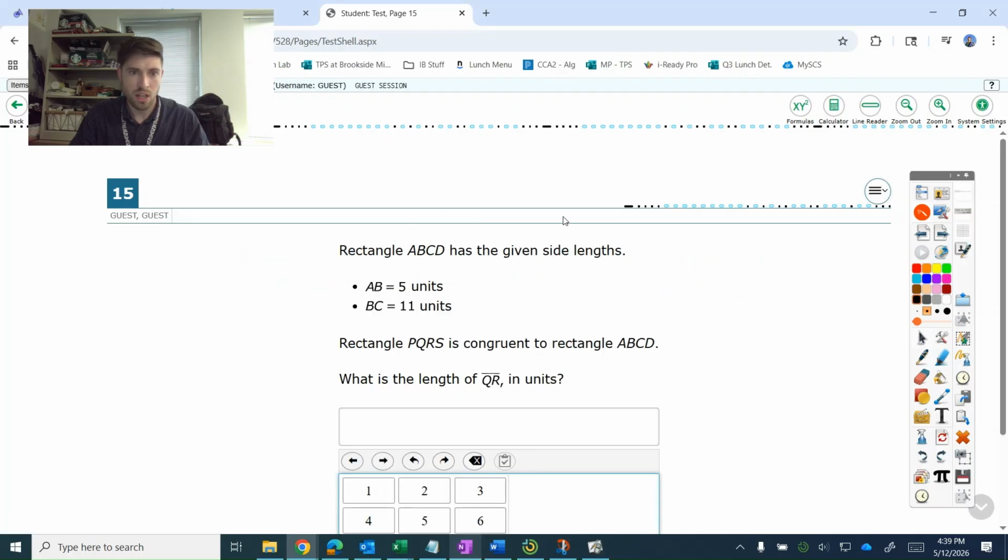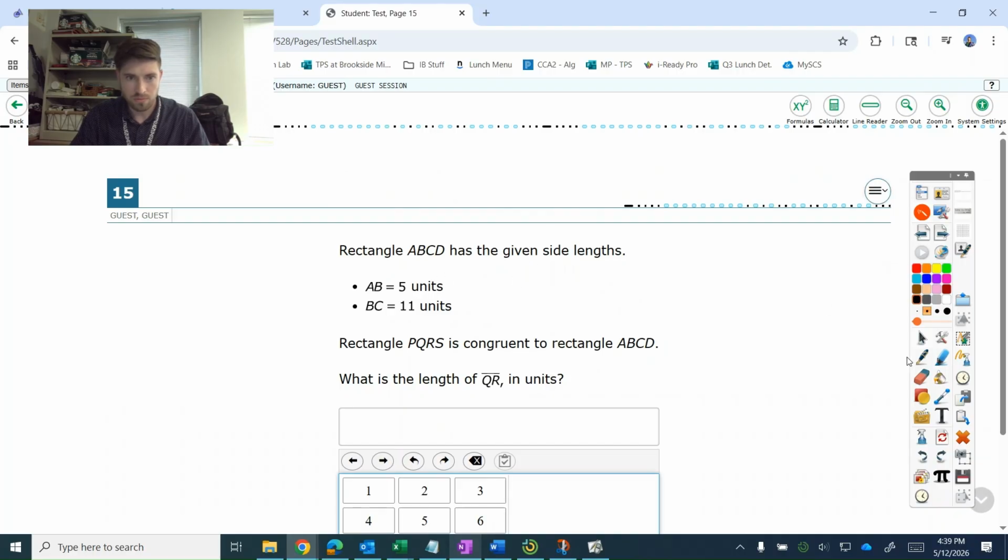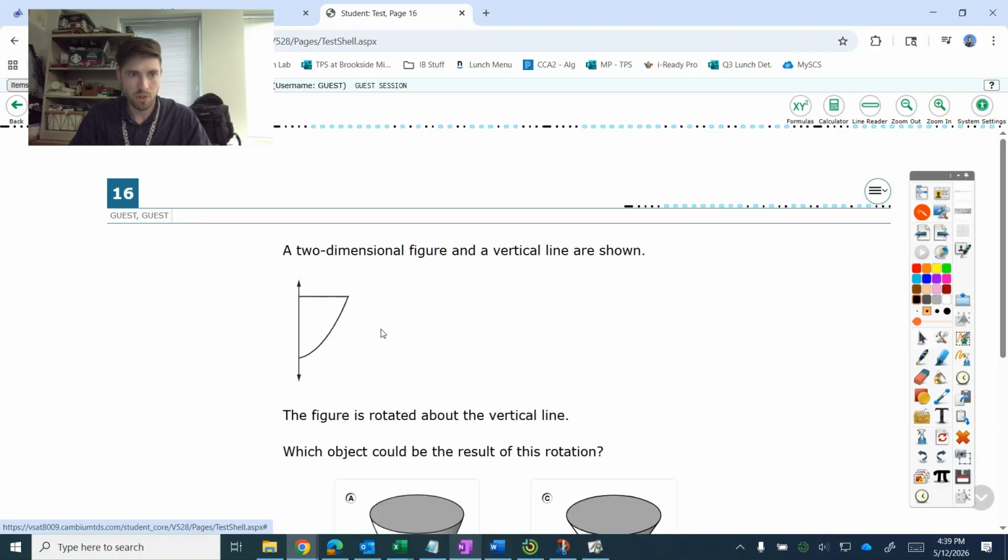Next up, question 15. Rectangle ABCD has the given side lengths. AB is 5 and BC is 11. Rectangle PQRS is congruent to ABCD. What is the length of QR in units? Well, QR is going to correspond to BC, right? They're named by corresponding parts. And so QR must be congruent to BC. BC is 11. Therefore, QR is also 11. Easy peasy.